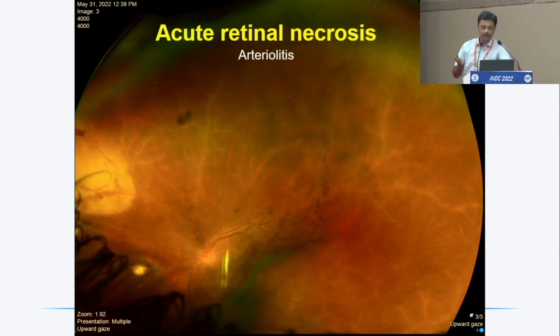The other type of perivascular infiltrate, and in this case it is involving mainly the arterioles, is the one that you see with acute retinal necrosis. You see the tongue-shaped area of necrosis in the supratemporal periphery. Again, you don't have to treat these separately, you just need to treat the viral infection in acute retinal necrosis.